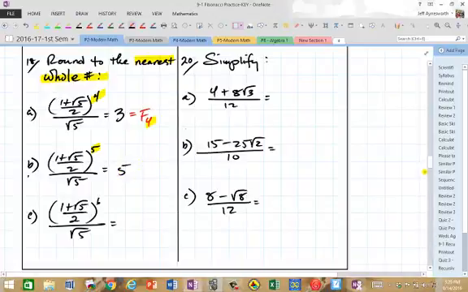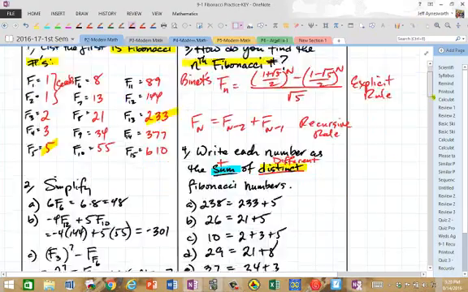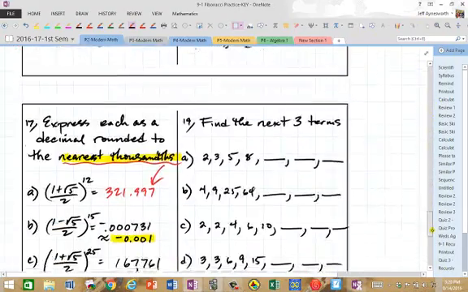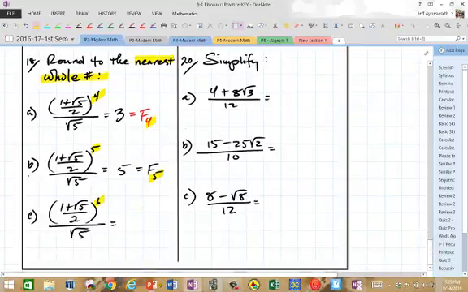And guess what? That's the 5th Fibonacci number. That's F5. Maybe there's a connection there. I don't know, something crazy is going on here. What's the monkey business going on? When you raise it to the 6th power, what are you going to get? F6? I don't know. Let's find out.